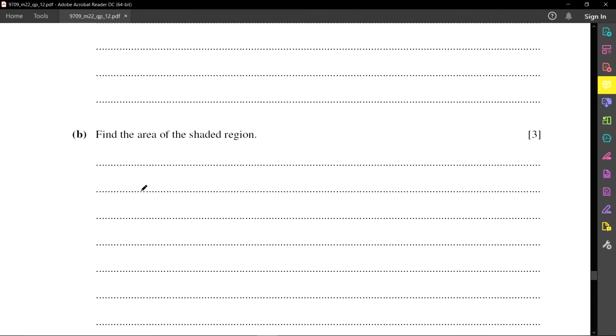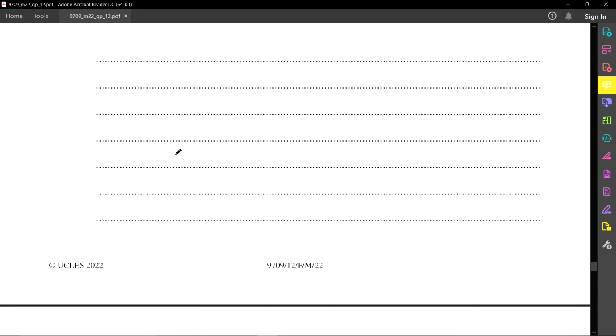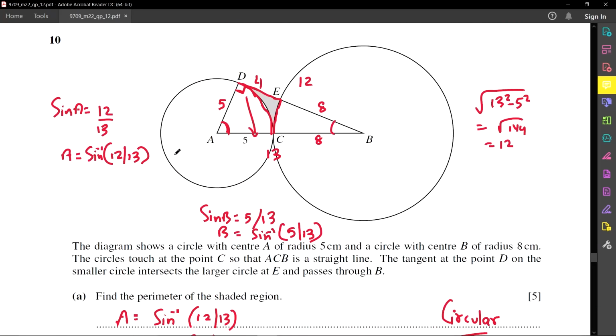Find the area of the shaded region now. Let's look at the diagram again. The area of the shaded region is the area of the right triangle ABD minus the two sectors ACD and BCE. The area of the right triangle is half base into height, so half into 5 into 12.